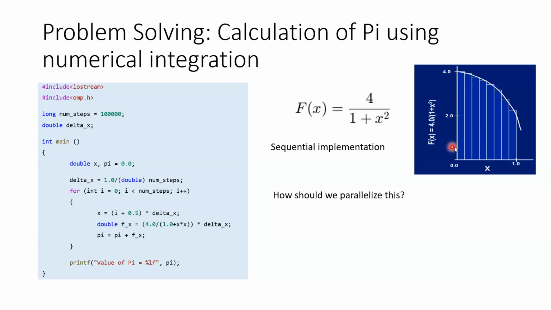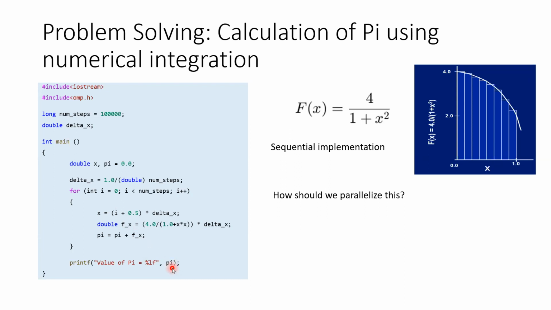Now you are iterating over each of these rectangles and calculating its area. So x is calculated with this formula as the midpoint of each stride. Basically, at the 0th stride, 0 plus 0.5 times the stride gives you x, and then f of x is equal to 4 by 1 plus x square, the same formula. Then you are adding this f of x to pi iteratively and finally getting the value of pi.